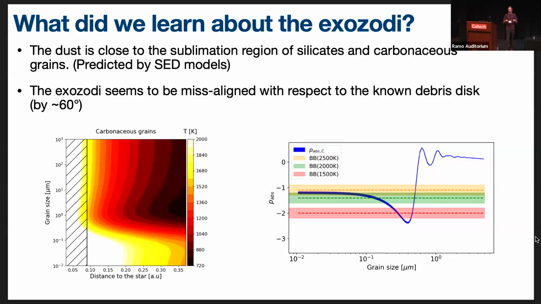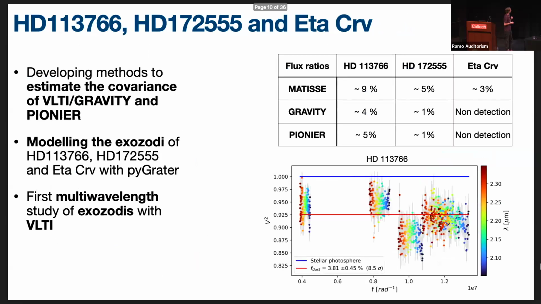So we have very small grains, very close to the sublimation region, which are misaligned with respect to the outer debris disk by about 60 degrees. So a very big misalignment.